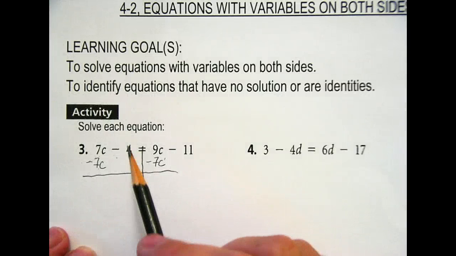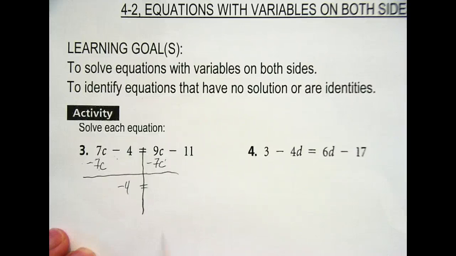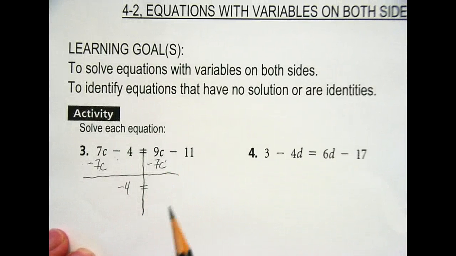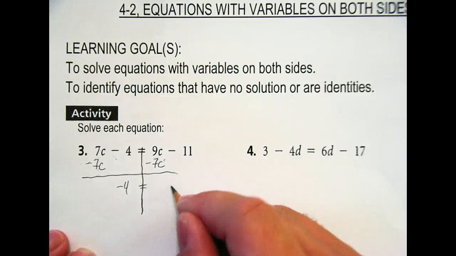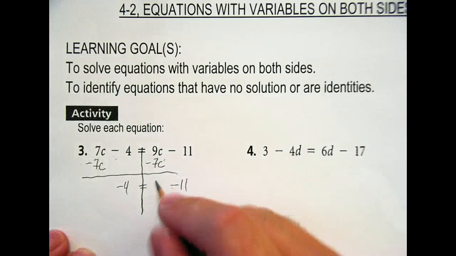Cole, what do you got? Negative 4 on this side. All right. So Maria, what am I left with on this side? Yeah, I got a negative 11. What else do I have? 2C, or not 2C?